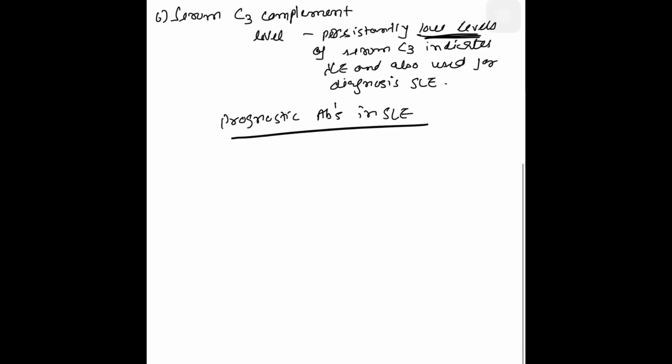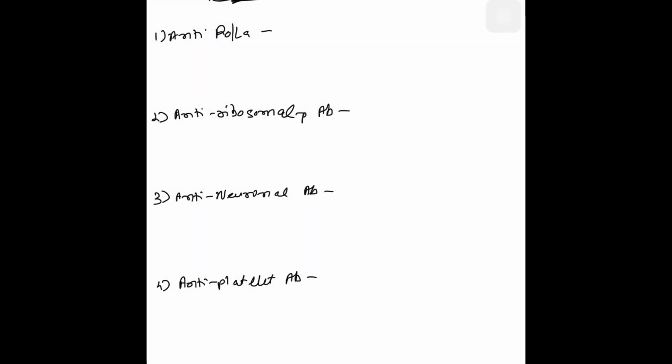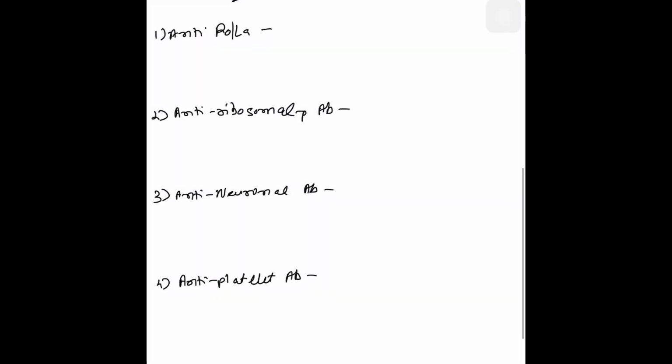Okay, now let's come to prognostic antibodies in SLE. Now we will learn about the prognostic antibodies in SLE. Remember, they are only checked when diagnosis of SLE is confirmed. Okay, now let us go through the list. There are 4 prognostic antibodies in SLE.